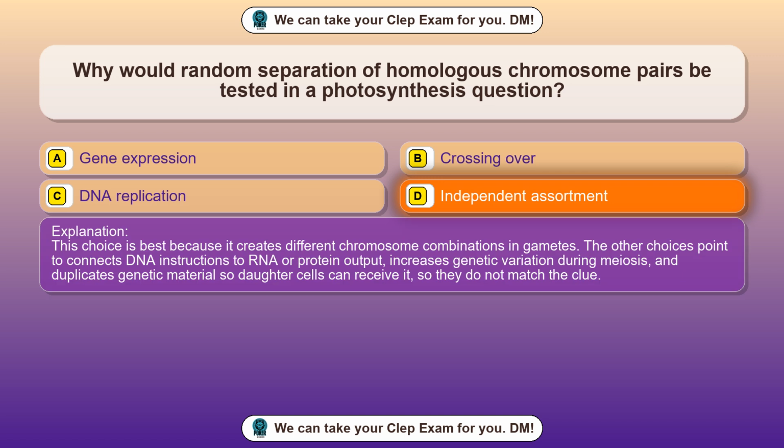This choice is best because it creates different chromosome combinations in gametes. The other choices point to connects DNA instructions to RNA or protein output, increases genetic variation during meiosis, and duplicates genetic material so daughter cells can receive it, so they do not match the clue.